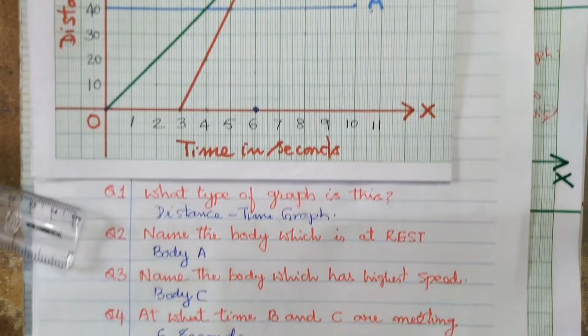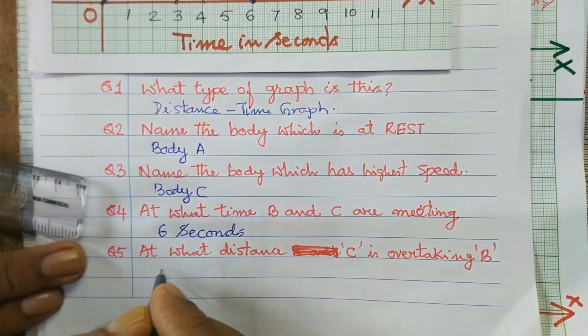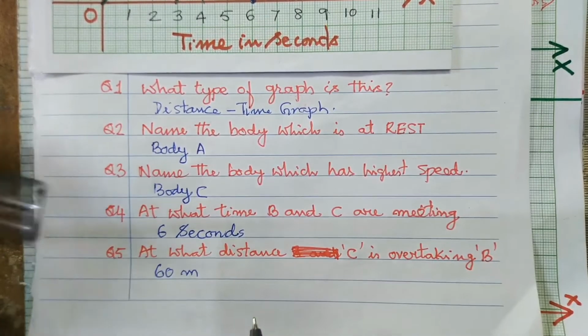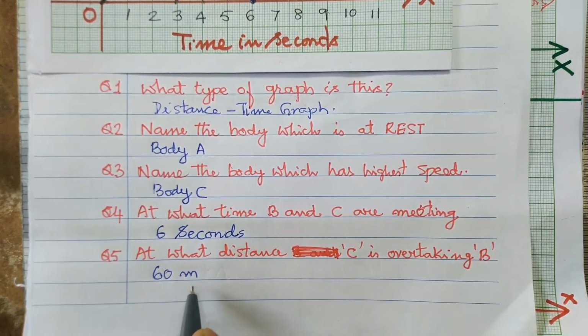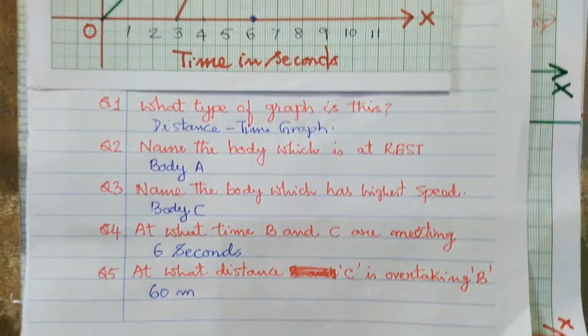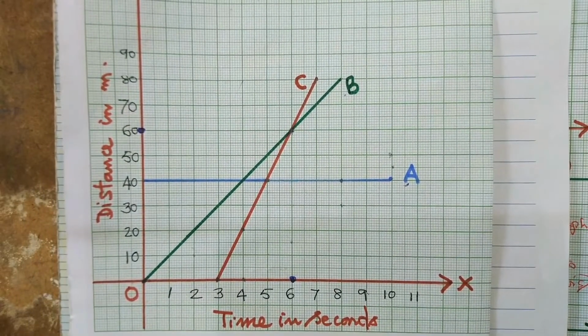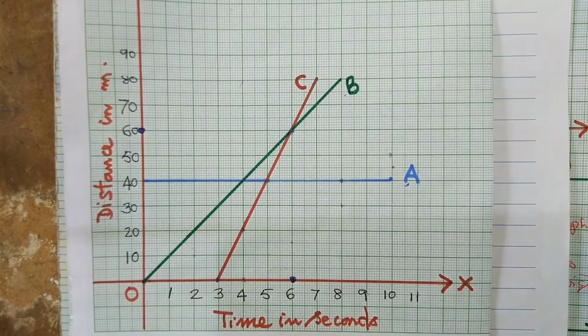C is overtaking B. Just you see that I am writing here at 60. What is the unit? 60 meter. I am taking x-axis in second, y-axis in meter. Therefore, I am writing 60 meter. This is the way of analyzing the graphs and answering the questions. In the examination, they give different lines, sometimes 2 lines, sometimes 3 lines, sometimes only 1 line, and they will ask you.